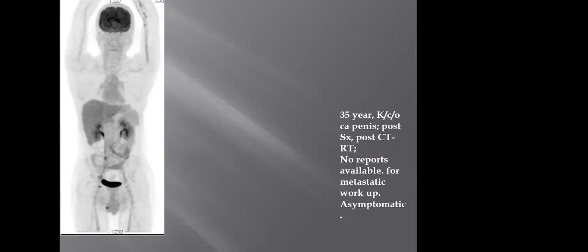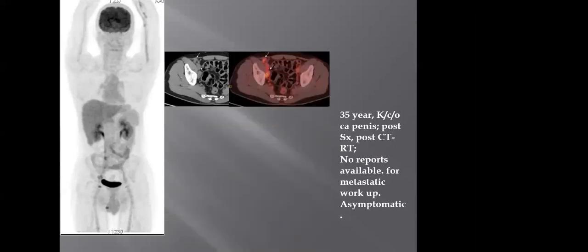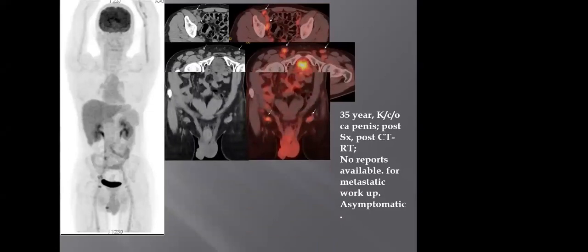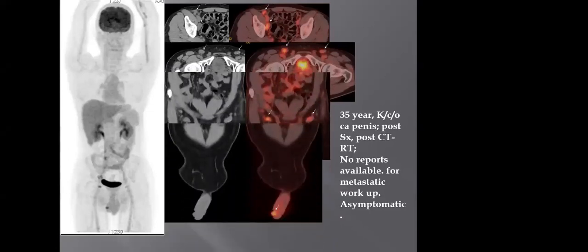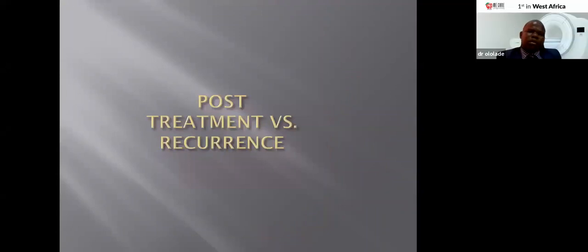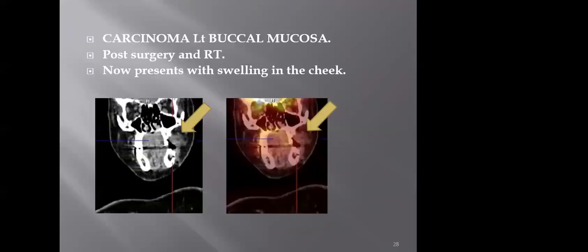This is a case of carcinoma penis after post-surgery and post-CTRT. This was a follow-up case and there were no reports available. Patient just came for a metastatic workup and we picked up bilateral inguinal and right external iliac nodes, which turned out to be metastatic. And the patient was absolutely asymptomatic in this case. This is how PET scan helps you to guide about the disease recurrence, or what the status of the disease in your body is.